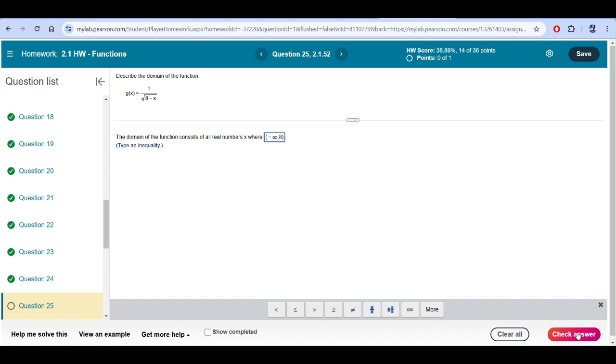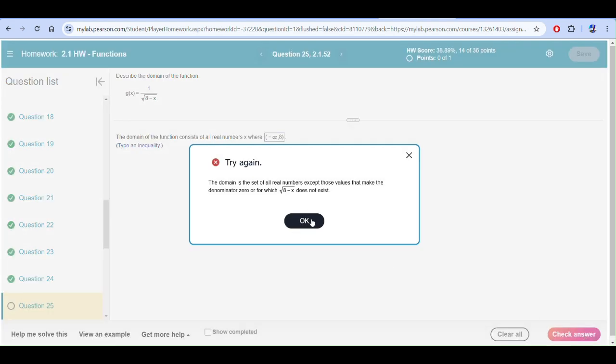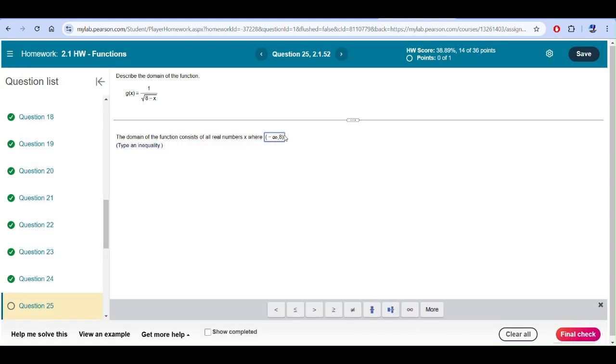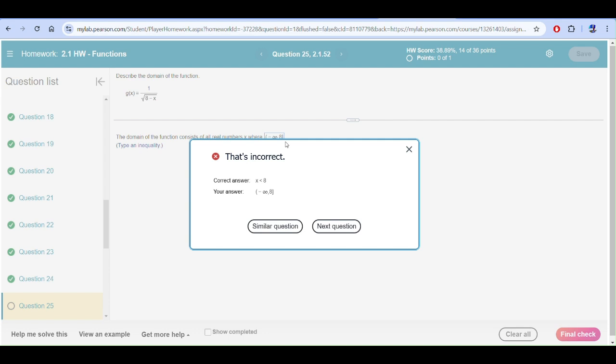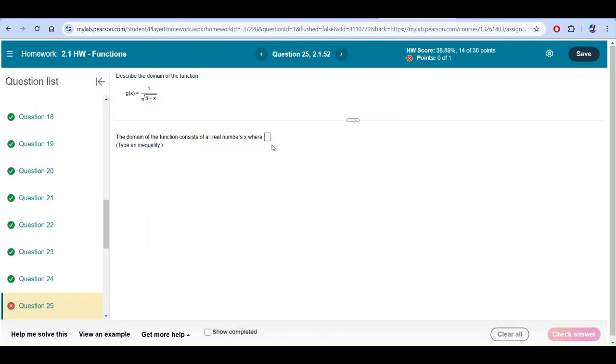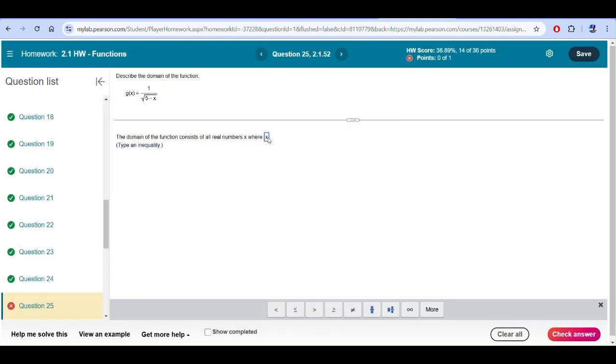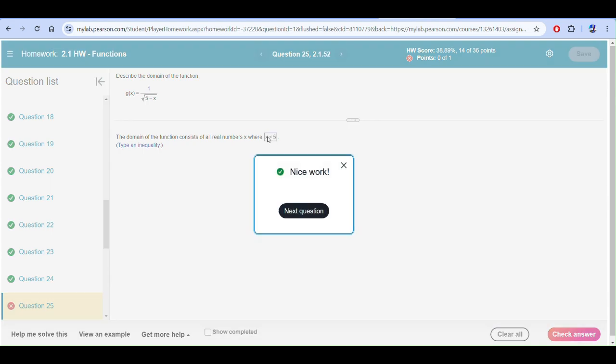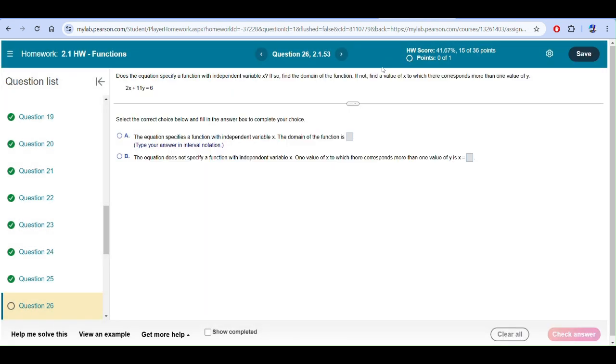Why did this not work? 8 parentheses. In which this does not exist. You know what? If they're looking for this, this is so wrong, it's not even funny. Oh, you want it as an inequality. That's easy then. So here it's just x less than 5. That's easy. Alright, moving on.